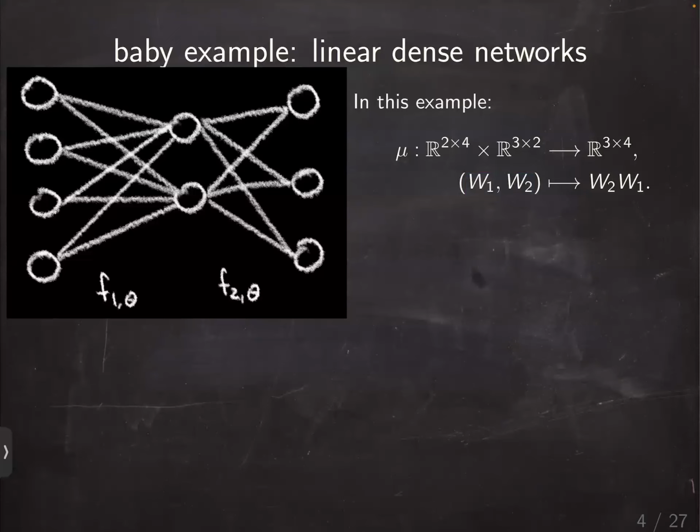Now, one question would be, what is exactly the neuromanifold in this baby example? And that was again saying, what is the image of this map mu? What is the set of functions that this network can actually express? So I'm interested in the expressivity of this network. Which functions can I get by multiplying two matrices, just like that?